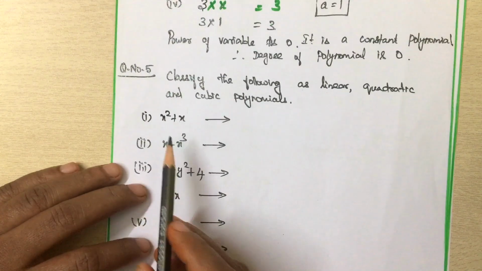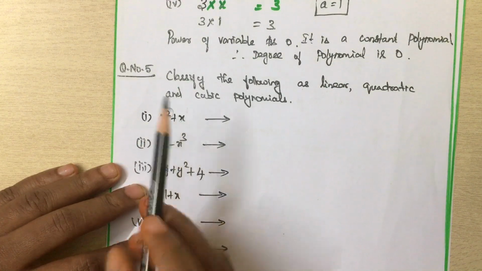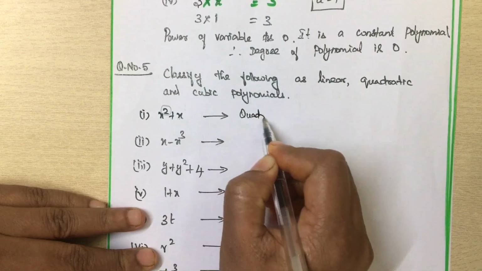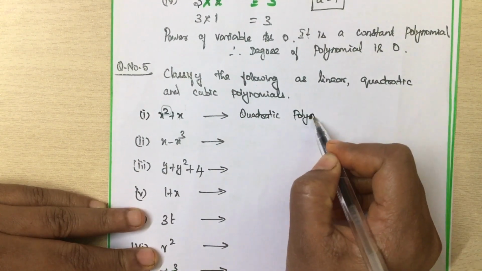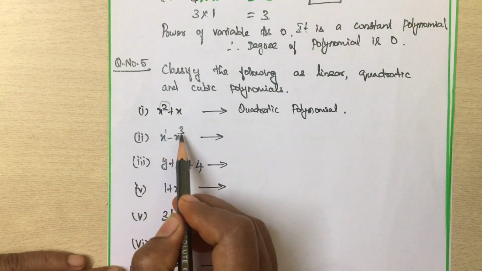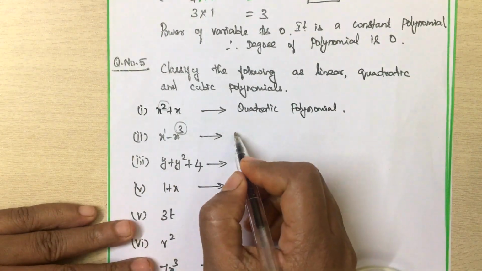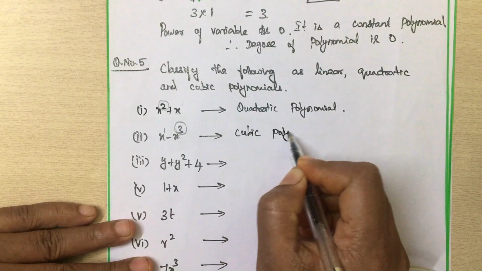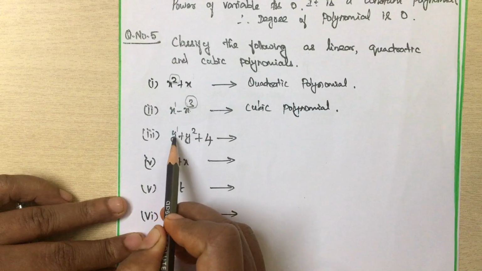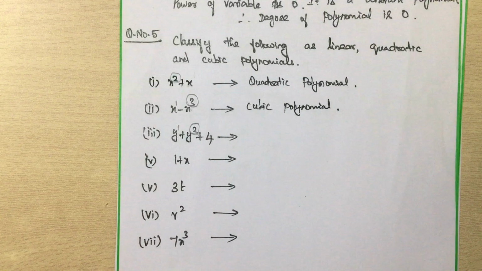Now here, the first question, x square plus x. What is the degree here? It is 2, because this is the greater one. Then if it is 2, then it is quadratic polynomial. The second one, here the degree is 3. This is 1 and this is 3. So degree of this polynomial is 3. If it is 3, then it is cubic polynomial. Third one, we have y here, which is to the power 1, and y square, the degree is 2. If the degree is 2, then it is quadratic polynomial.